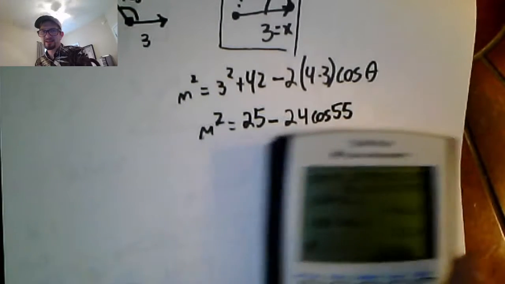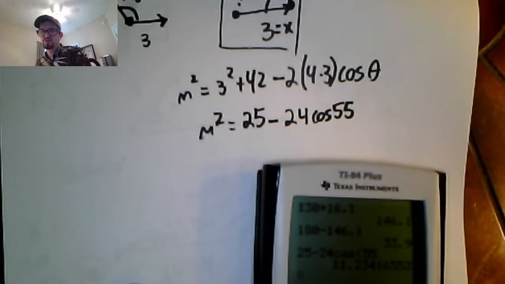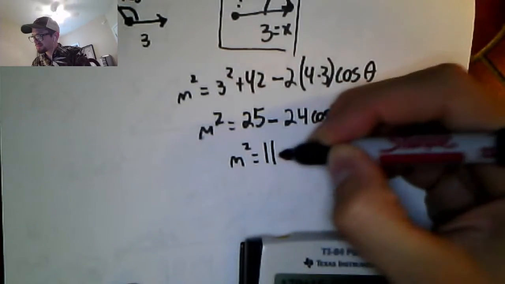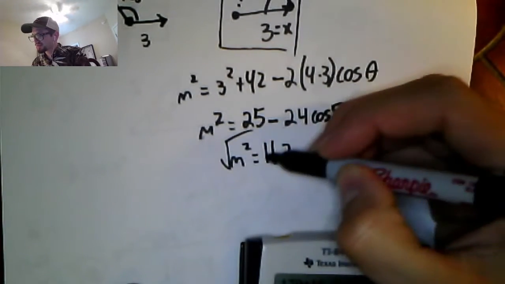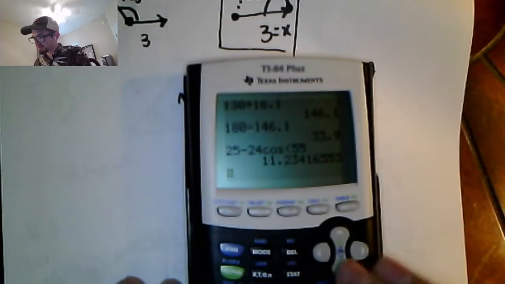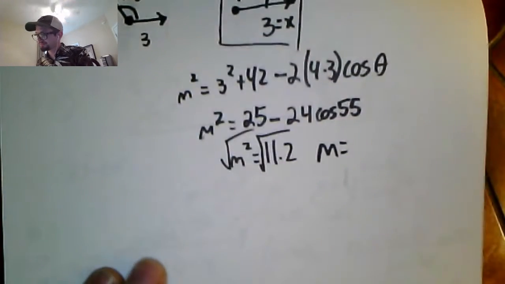So I plug this in my calculator. 25 minus 24 cosine 55, and I get 11.2. So this is m squared equals 11.2. I've got to square root both sides to get m, and m looks like it's going to be 3.3.